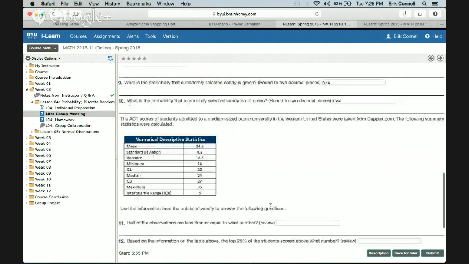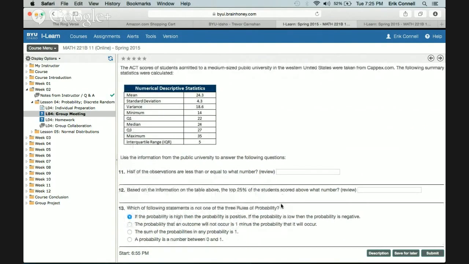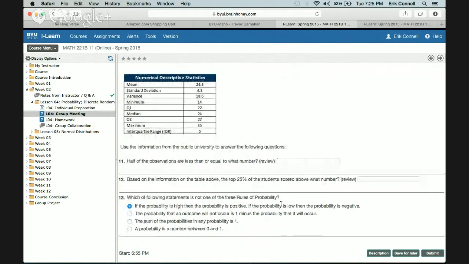The ACT scores of students admitted to a medium-sized public university in the western United States. Kind of sounds like BYU-I. Were taken from Cadix.com. The following summary statistics were calculated. Use information from the public university to answer the following questions. Half of the observations are less than or equal to what number? So that's the median. 24. And the top 25% scored above what number? So it's Q3, 27.